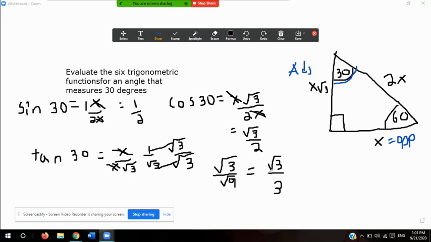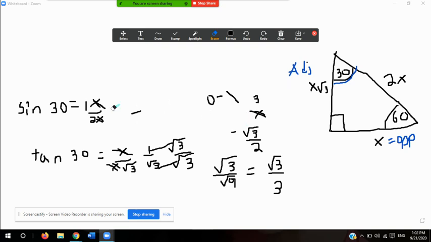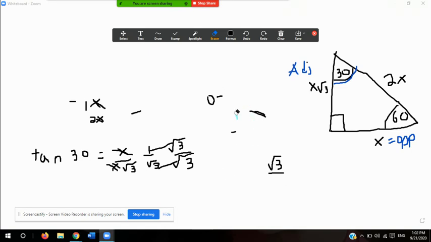So those are the first 3 trigonometric functions. Now I'm going to find the other 3 trigonometric functions. Okay, so I'm going to go ahead and erase this real quick. So I found the first 3. Now I have to find the other 3.